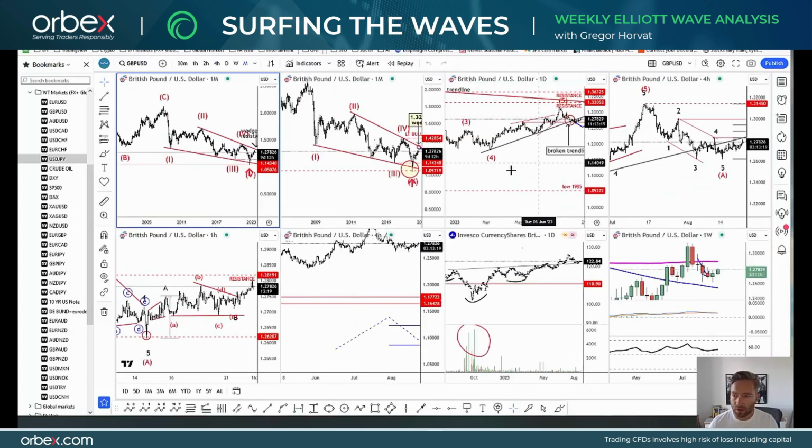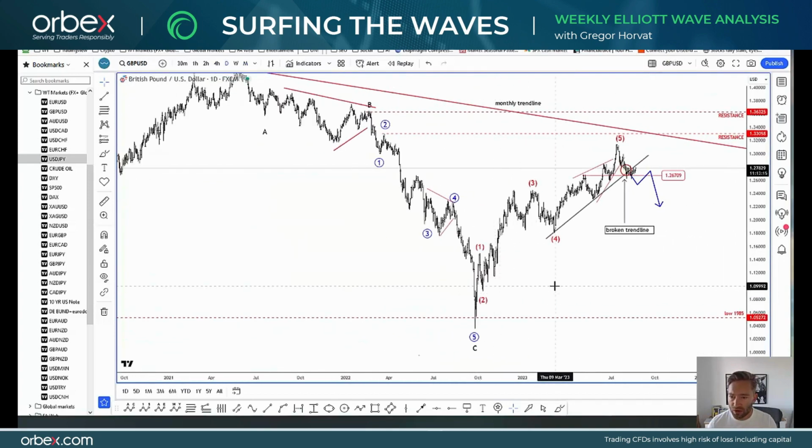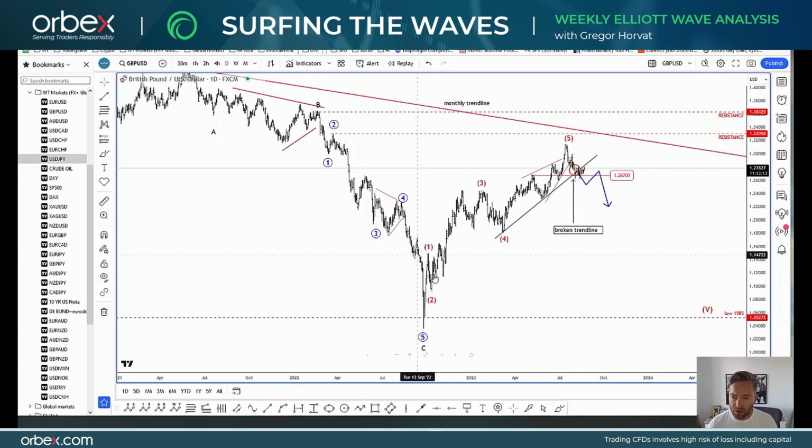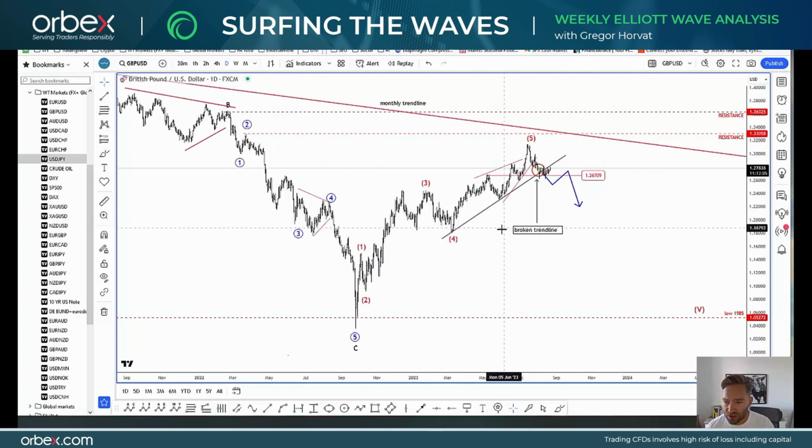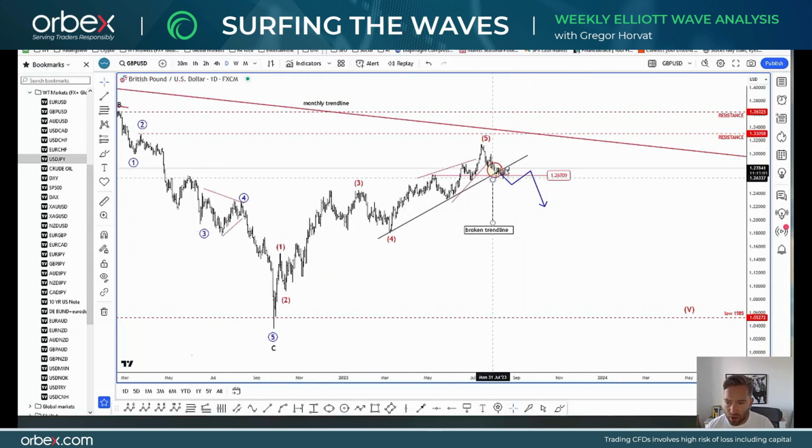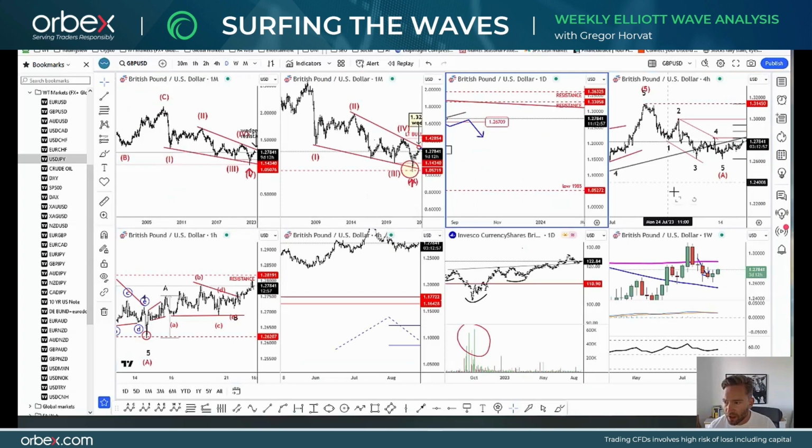So if we resume with cable, firstly on a higher degree chart, looking at the daily time frame, there was a 5 waves up and it looks like we are breaking this trend line. So in my opinion, more weakness here could be in the cards. Also, this trend line can be very nice resistance around 1.2850, around there.